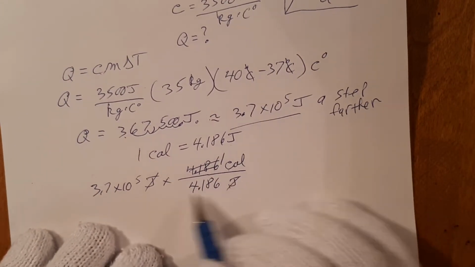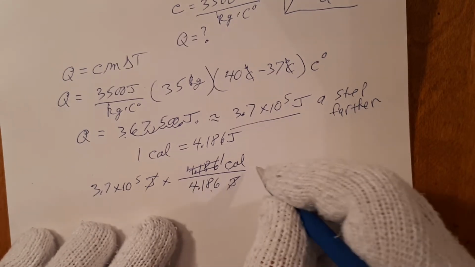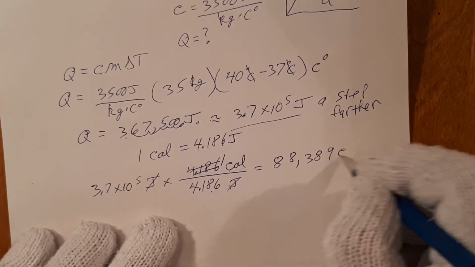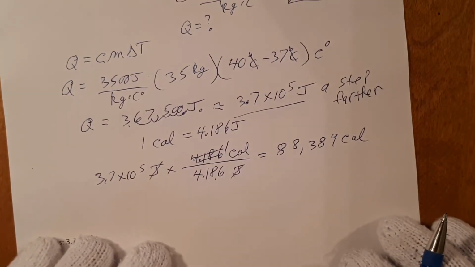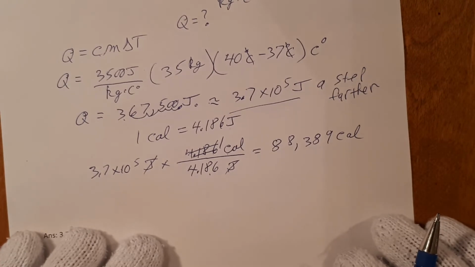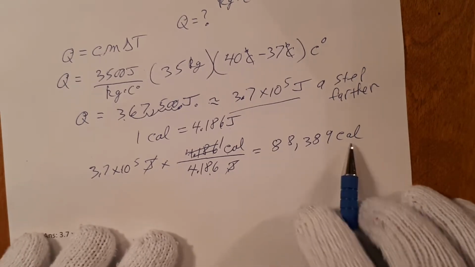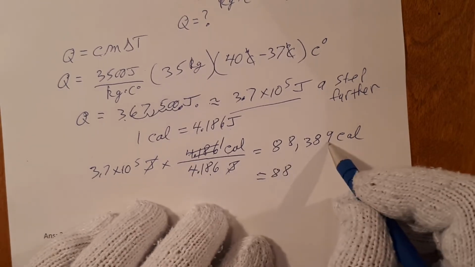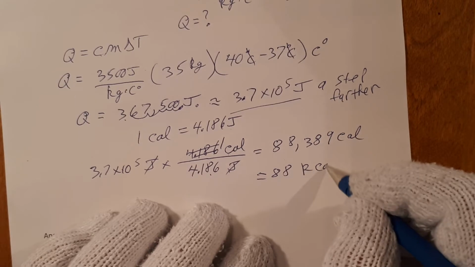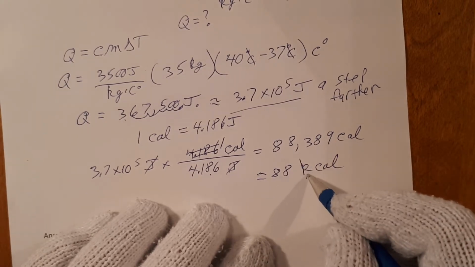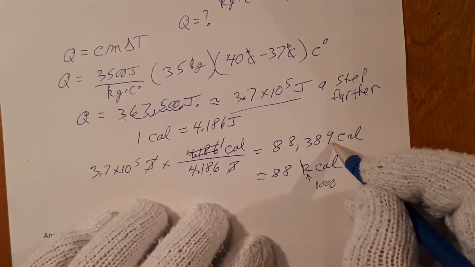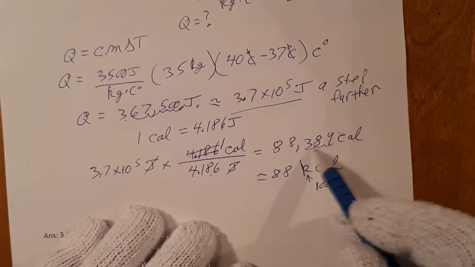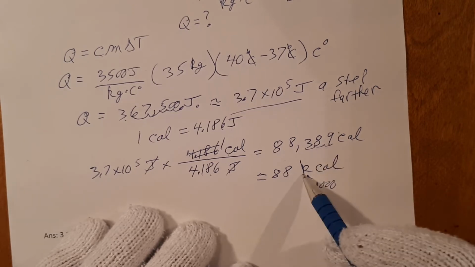That way the joules cancel out. So taking that divided by this value, you get 88,389 calories. Rounding this into kilocalories, that's equal to 88,000, which is rounded down, or 88 kilocalories. Kilo meaning 1,000. There's 1,000. So it's 88,000 calories if I were to round down, or 88 kilocalories.